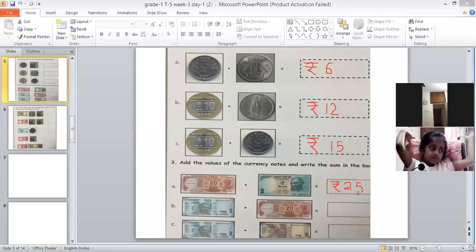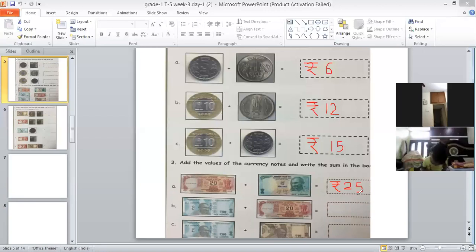Okay. Now next one. Tanvisri, please read second question. How many rupee notes are there? 50 rupee note and 20 rupee note. These two notes are there. Okay, now tell me 50 plus 20 how much? 70 rupees. Not 70 rupee note, it's 70 rupees. Answer will be 70 rupees.